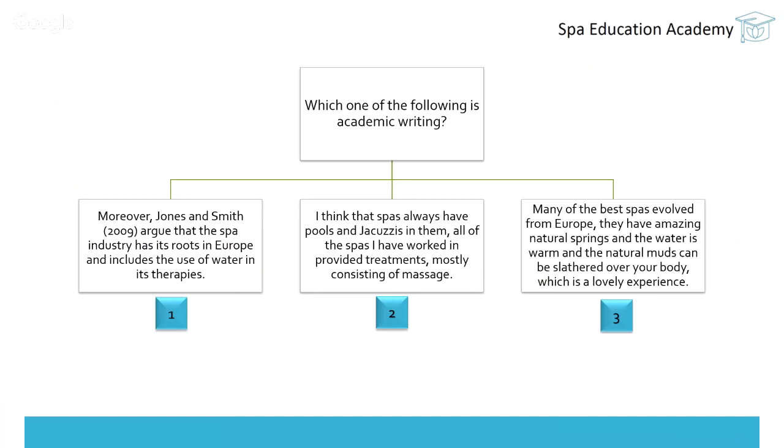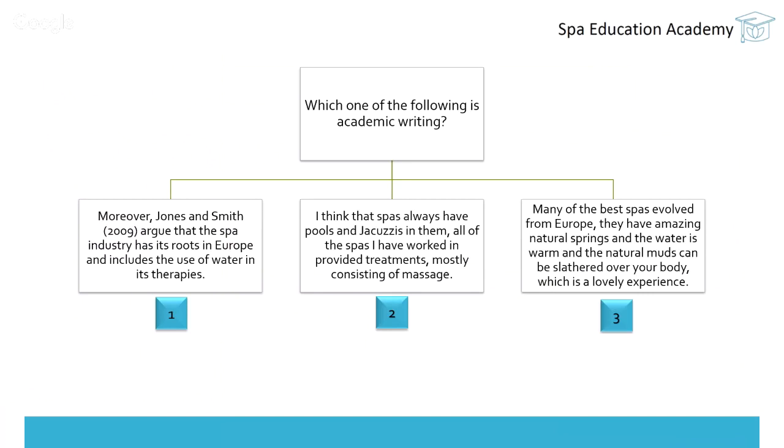Or number three. Hopefully, you've chosen number one. Number one, moreover, Jones and Smith 2009 argue that the spa industry has its roots in Europe and includes the use of water in its therapies. Okay, so that does sound very academic, basically. It's using a quote to back up and argue a point, and it is correctly referenced.